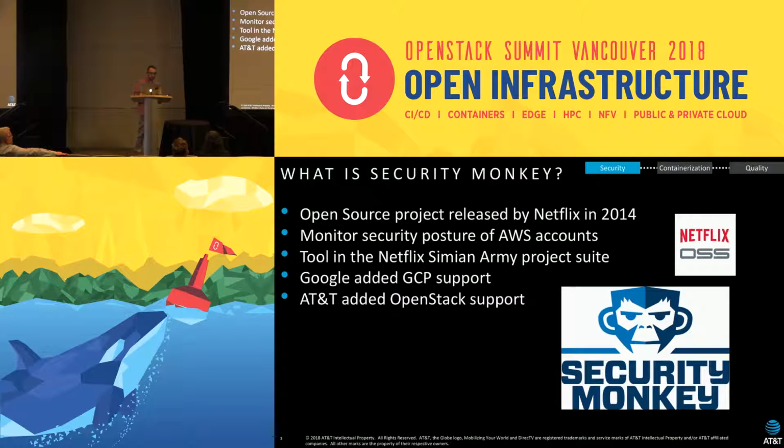SecurityMonkey is part of one of their project suites called the Simian Army. One of the more famous is called Chaos Monkey. It helps test your resiliency by actually randomly taking down EC2 instances in your production environment. So really seeing what your standby and failover capabilities are. There's even Chaos Kong now, which takes out entire regions in production. So pretty aggressively seeing how ready you are for disaster recovery. So Google came along later and added GCP support. And we're obviously here today to talk to you about the work we did for OpenStack.